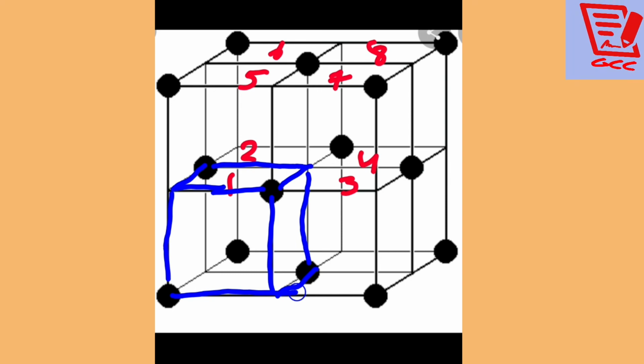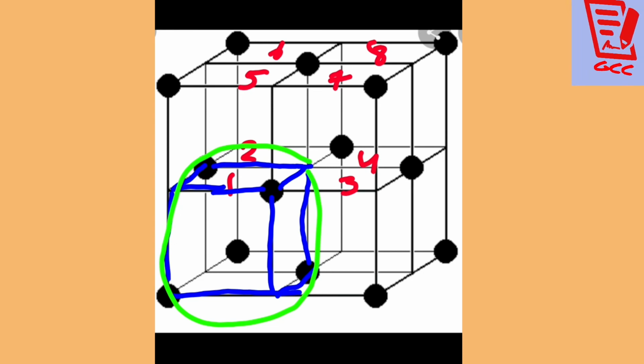Yes or no? This is the one unit cell. So if we have to define the unit cell, how are we going to define it? What is the unit cell? They say it is the smallest repeating unit. What is it? This is the smallest repeating unit. How many times is it repeated in this crystal lattice?